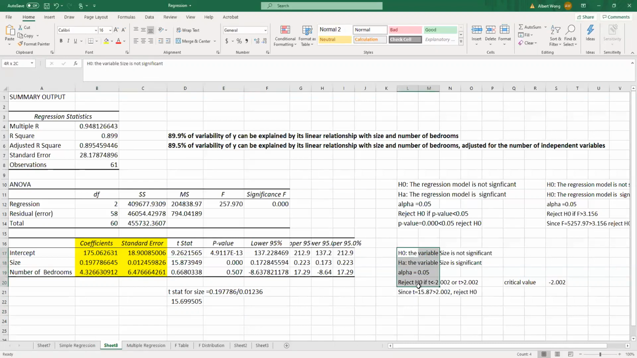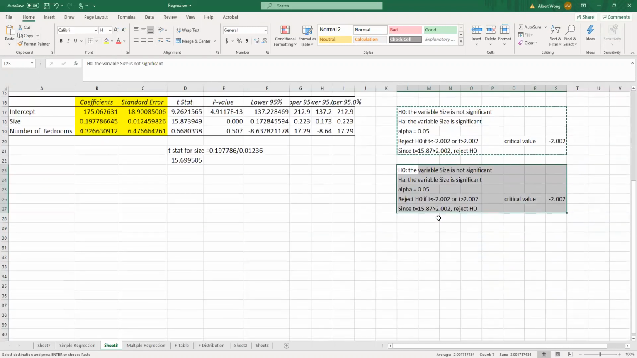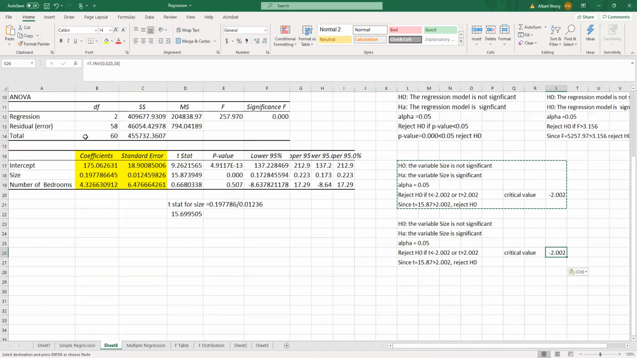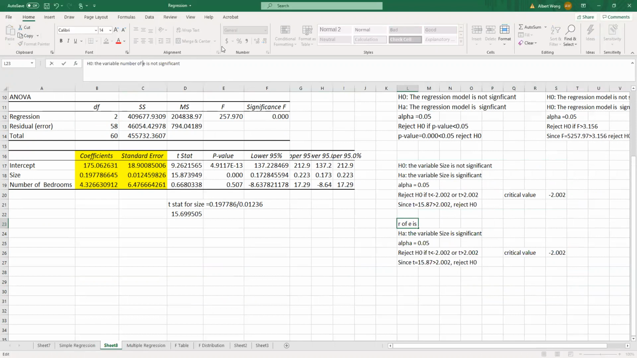If you were to perform the same test for the number of bedrooms, the critical value is exactly the same. Why? Because the critical value is found from this degree of freedom. The only thing that is different for the variable number of bedrooms is the hypothesis. The null hypothesis is that the variable number of bedrooms is not significant, and the alternative hypothesis is that the variable number of bedrooms is significant, and the decision rule is exactly the same.